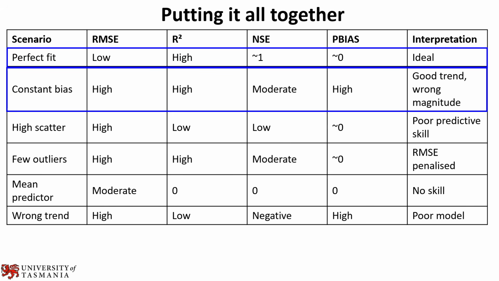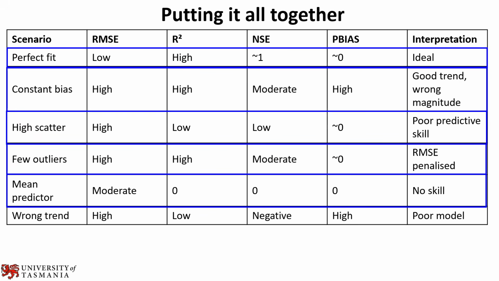This is why it's important to compute multiple validation statistics, because they all tell you something different. If you had the case where you have high scatter, you might have low R squared, low NSE, and a p-bias of about 0, but you might have a high root mean square error. If you have the case where you have a few outliers, which we showed before, your RMSE and your R squared could be high, and your NSE may be moderate, and your p-bias might be close to 0.